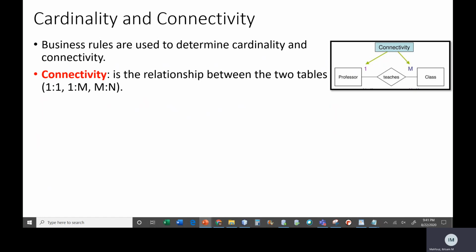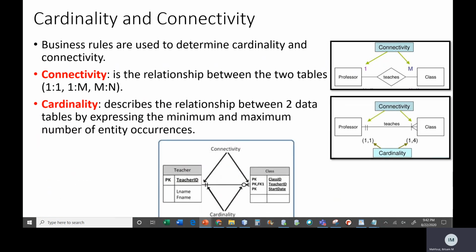Now, we want to talk more about the relationships that we've talked about before. Remember before we talked about relationships in terms of one-to-one or one-to-many or many-to-many. Another word that refers to this relationship is connectivity. So if they ask, what is the connectivity between two entities or two tables? They're just asking you, what is the relationship type between those two entities? Is it one-to-one, one-to-many, many-to-many? So connectivity is another word that describes the relationship type between entities.